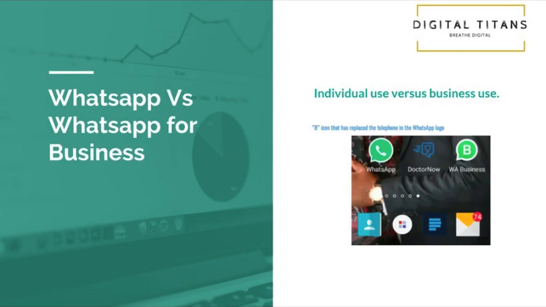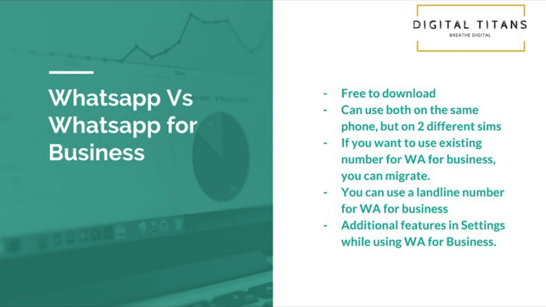So let's get started. How do you differentiate WhatsApp from WhatsApp Business? WhatsApp is for individual use, while WhatsApp for Business is for business purposes. If you pay close attention to the picture you see here, WhatsApp has a phone icon in it, while WhatsApp for Business has a capital B in it. It's free to download and it can be used on the same phone. You can use WhatsApp as an individual and WhatsApp for Business on the same phone, but please understand that you need to have two SIM cards. You cannot use WhatsApp and WhatsApp for Business for the same telephone number.